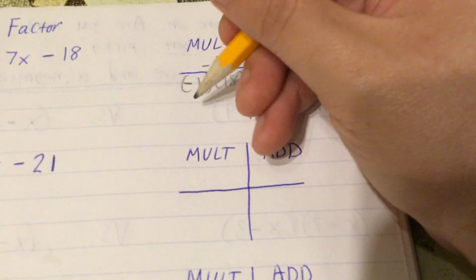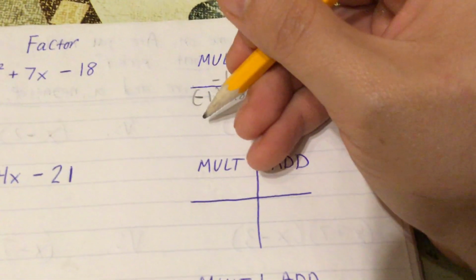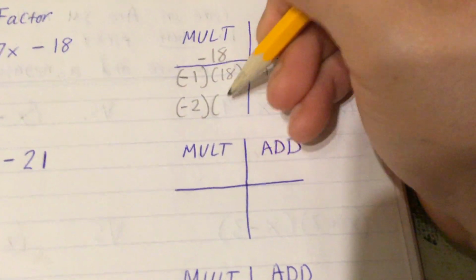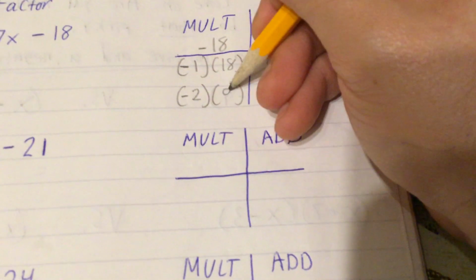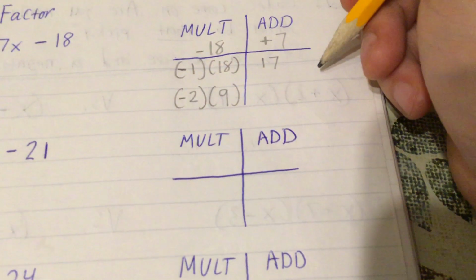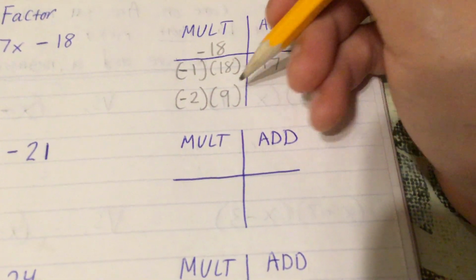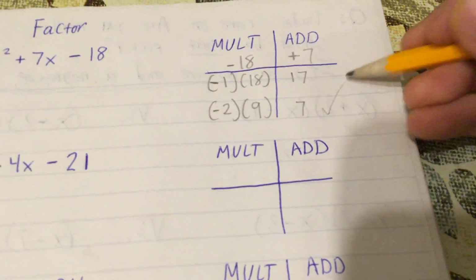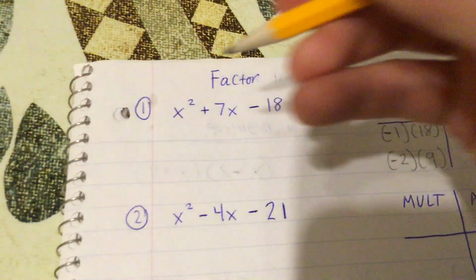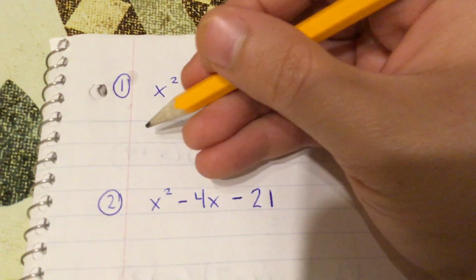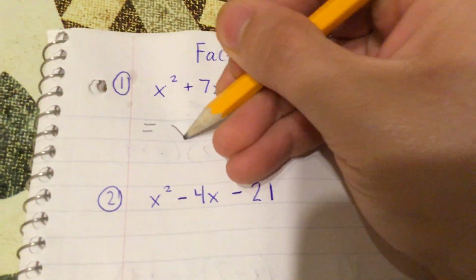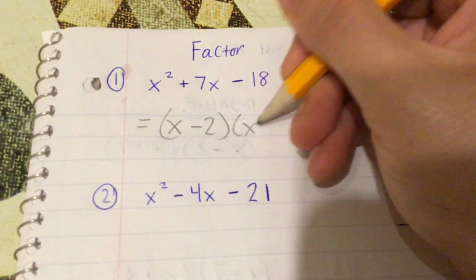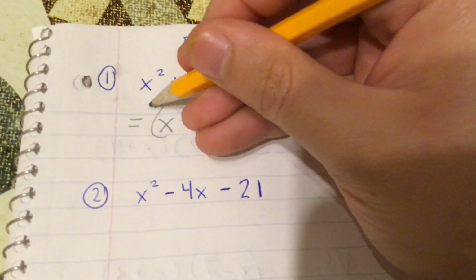Okay, well, let me try dividing by 2. Specifically, I'm going to divide by negative 2. Negative 2 times positive 9 is negative 18. Negative 2 plus 9 is 7. We win. So that checks out. Therefore, x squared plus 7x minus 18 can factor into x minus 2, x plus 9.